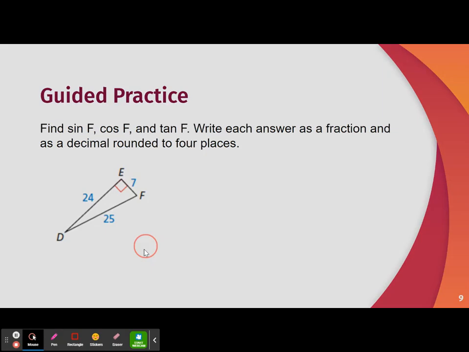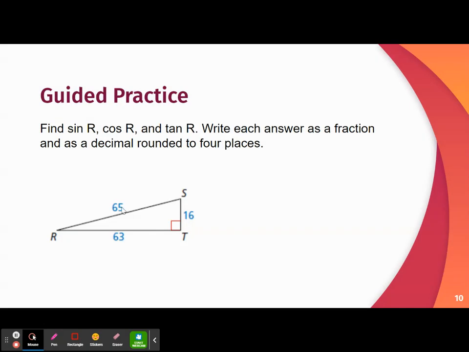All right, so first thing you need to do is write down the missing numbers, 65, 63, and 16. This time you're finding sine of r, cosine of r, and tangent of r. Make sure you write your answer as a fraction and as a decimal rounded to 4 decimal places.